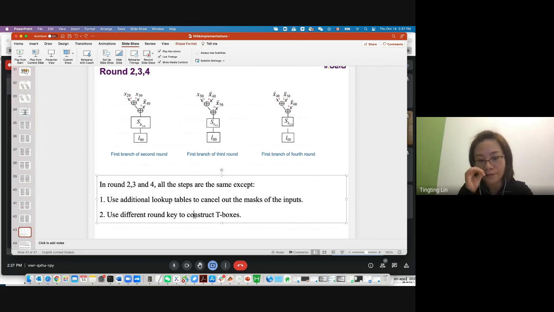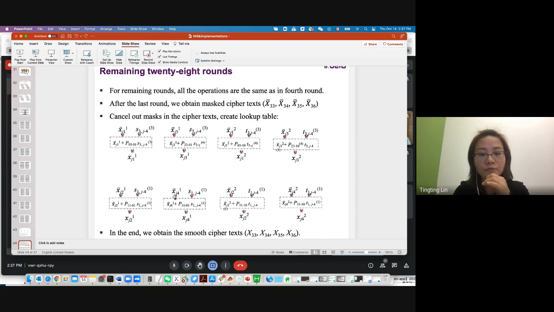The second difference is that we need to use a different round key to construct the middle T box, which is the transformed S box. And all the following 28 rounds are the same. For the last step, because we generate the ciphertext with masks, it is a masked cipher. It's not the real cipher as in standard SM4. So we need additional lookup tables to cancel out the mask, and then we get the standard SM4 ciphertext.